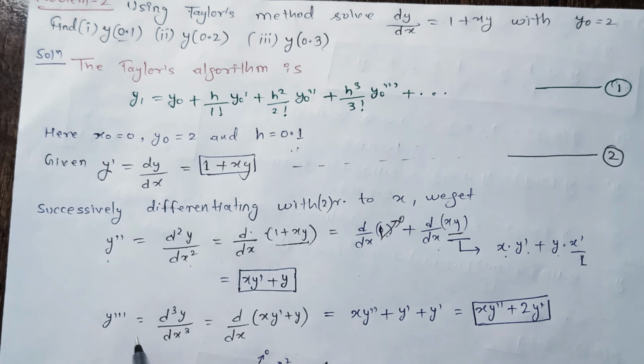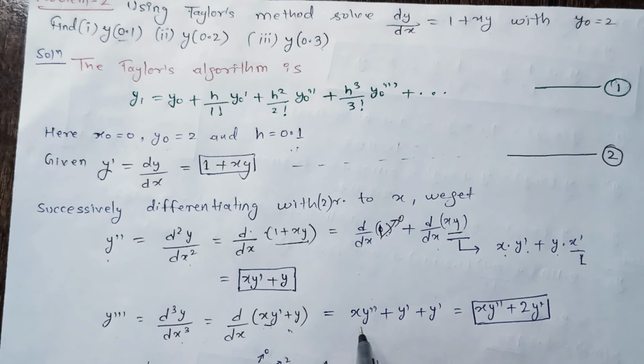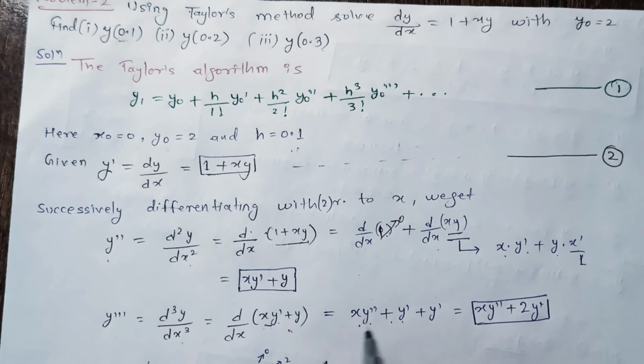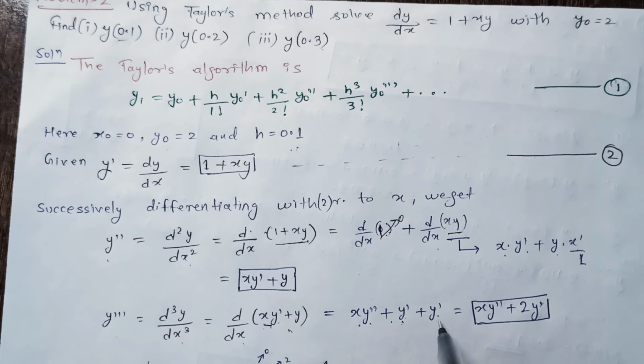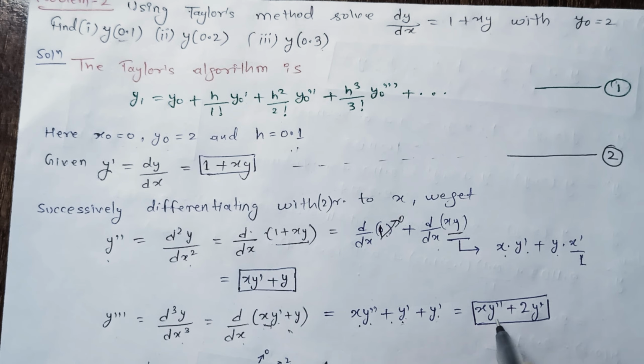So now the third one is y''', that is d³y/dx³, so d/dx of the second term. After differentiating, we apply the product rule here. x as it is and y' will be differentiated, that is y'', plus y' and the derivative of x, which is 1. And the differentiation of y will be y'. So both y' are added, so y''' = xy'' + 2y'.